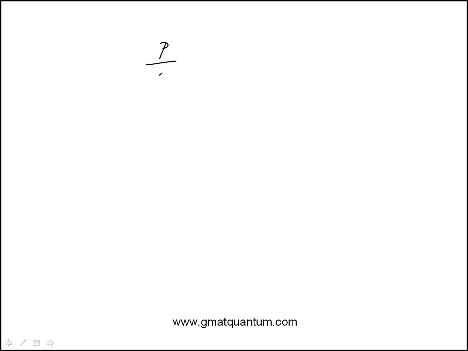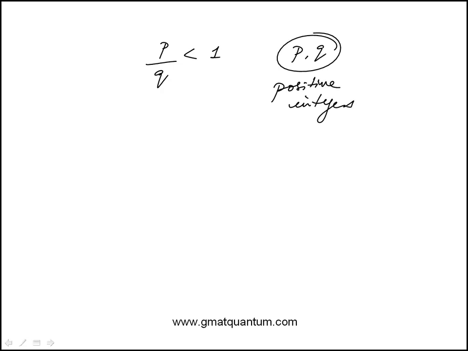We're told that P over Q is less than 1, and we're told that both P and Q are positive integers. The question is, which of the following must be greater than 1? We could look at the answer choices, or I know one thing right away: Q over P is going to be greater than 1.